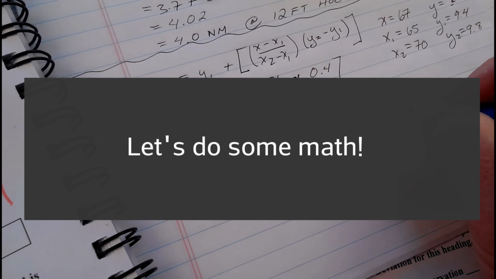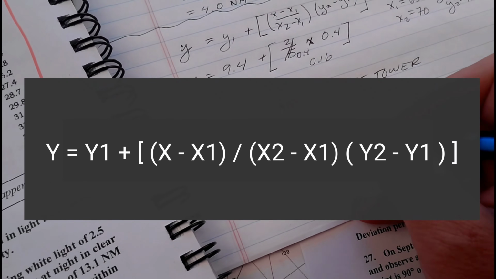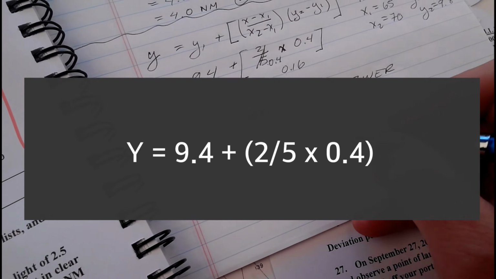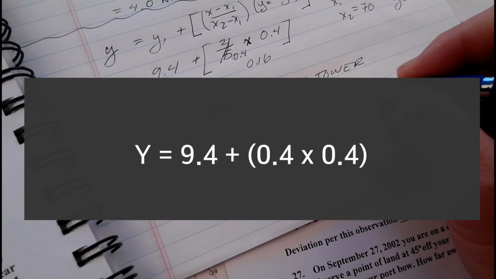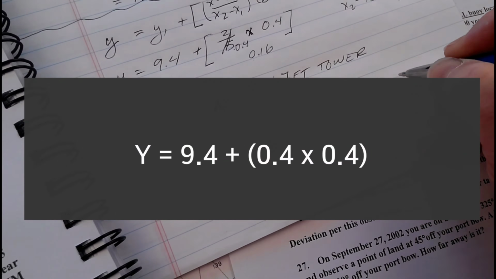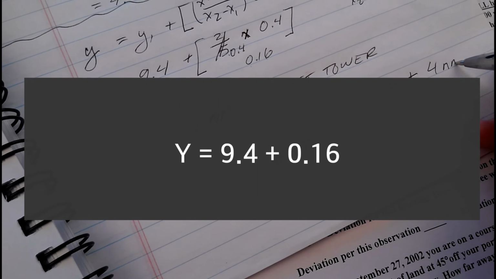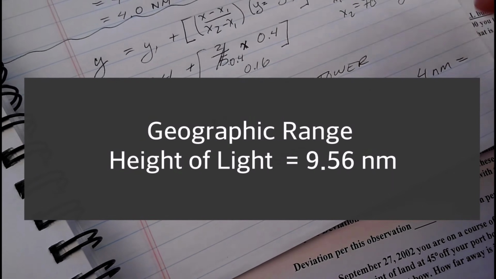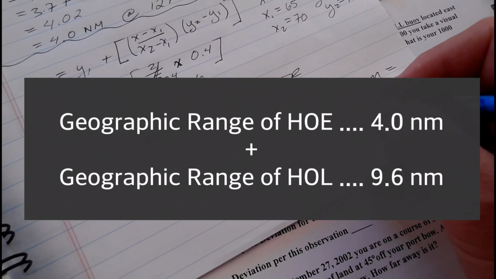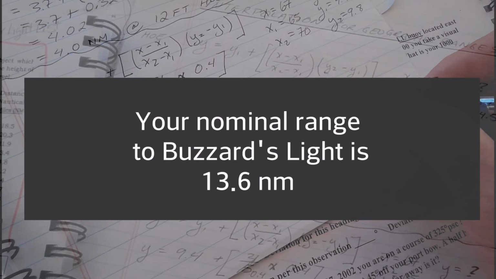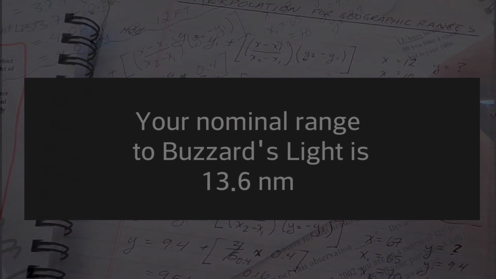Okay, here's the formula. And if you need to pause the video to write it down, Y equals 9.4 plus 2 divided by 5 times 0.4. Y equals 9.4 plus 0.16. Add that together, and the geographic range of your height of light is 9.56 nautical miles. Add your height of eye and your height of light, and your nominal range of Buzzard's light is 13.6 nautical miles. I hope that helped. I know it's a lot of math.